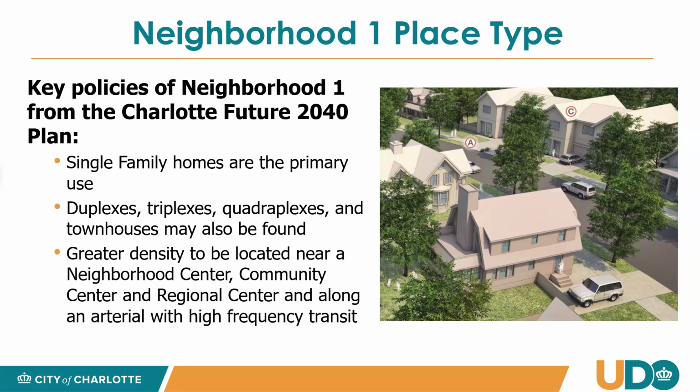We have it in historic neighborhoods, and one of the goals of the comprehensive plan was to get additional duplexes, triplexes, quadruplexes, and townhouses that may also be found within that single family character, and then have greater density near our centers. So our neighborhood center, our community center, and our regional center, and along arterials with high frequency transit. High frequency transit, just to be clear, does not necessarily mean fixed rail transit. High frequency transit means that there is transit service at 15 minutes or less headways, meaning there's a bus or a train every 15 minutes or less.